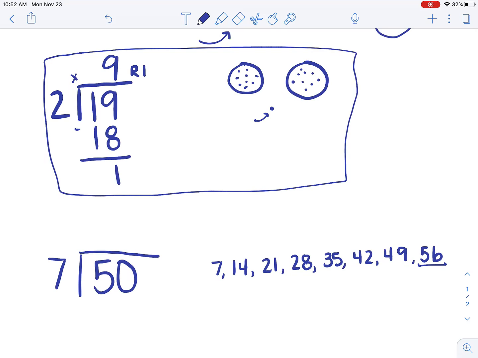So let's count to see how many each group could get if I have 50 items. 1, 2, 3, 4, 5, 6, 7. So everybody gets 7, but do I have some left over? Well, what's 50 minus 49? Count up 1, 49, 50. I have 1 remainder, 1 left over.